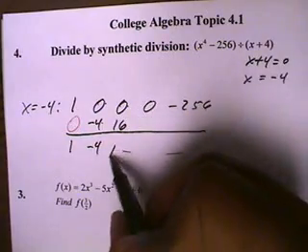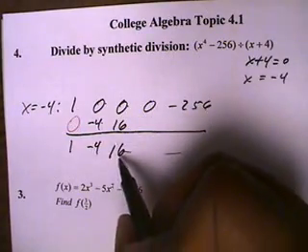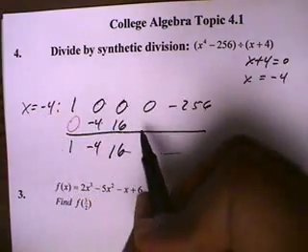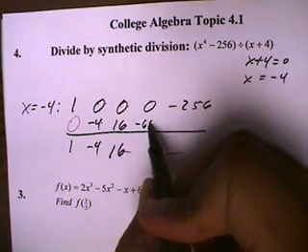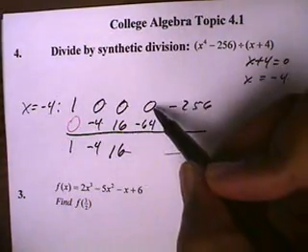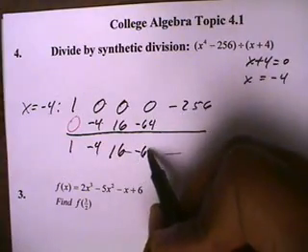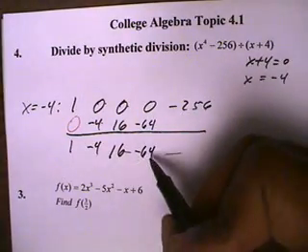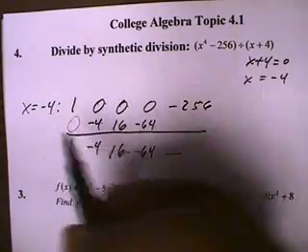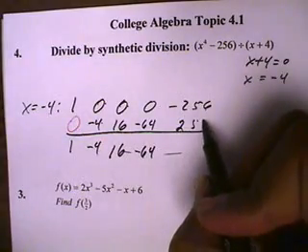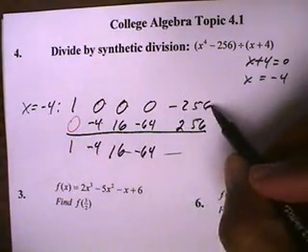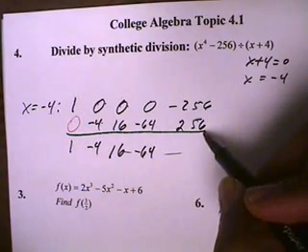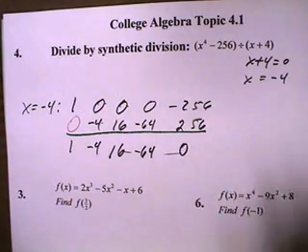0 and 16 is 16. 16 times negative 4 is negative 64. 0 and negative 64 is negative 64. And negative 64 times a negative 4 is positive 256. A negative 256 and a positive 256 is 0.